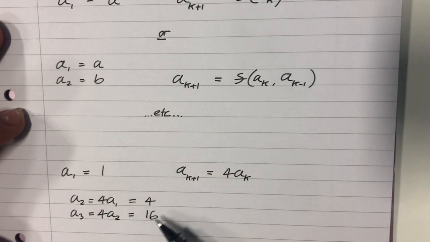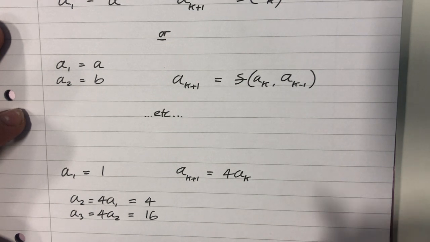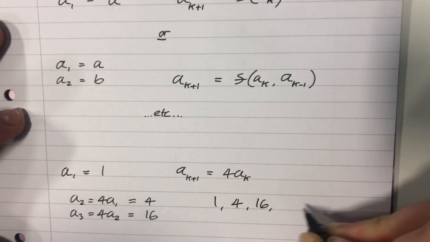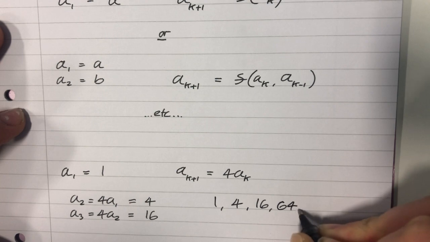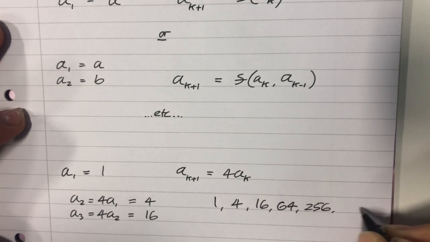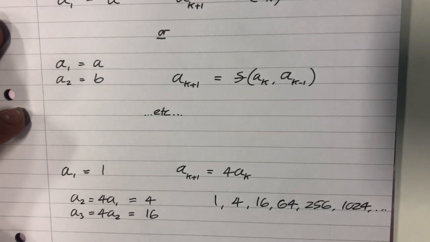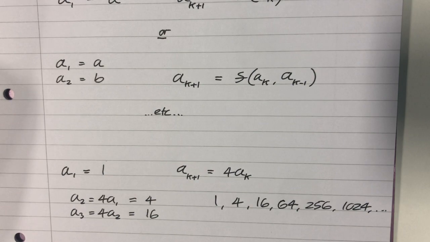And we can see from the recurrence relation that the next term of the sequence is 4 times the previous one. So you're going to get the sequence 1, 4, 16, 64, 256, 1024. And it would continue in that manner, times them by 4 each time. Another example.